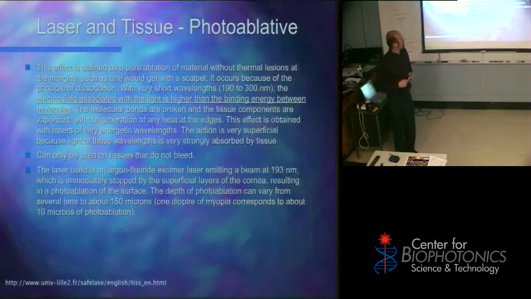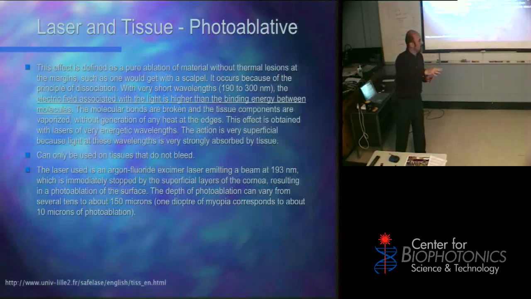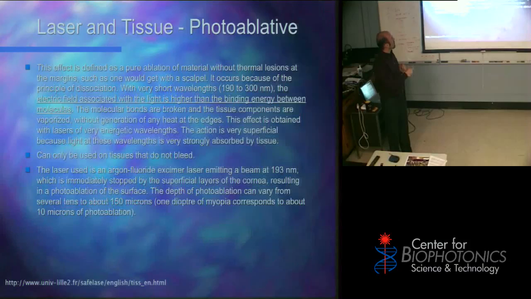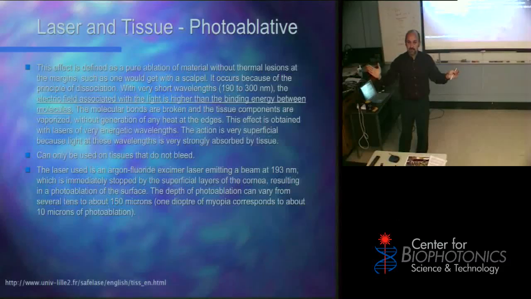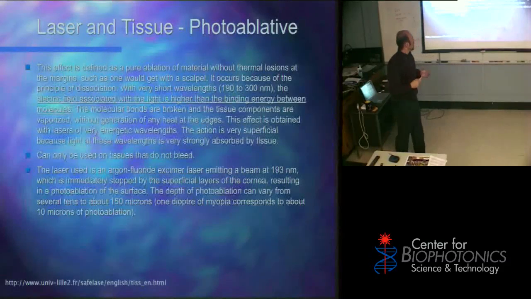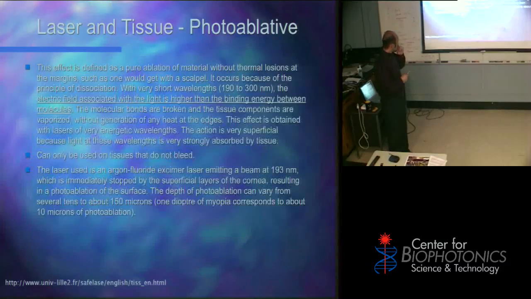And then there's photoablative. Photoablative takes advantage of the fact that if I put enough energy in there, and the electric field associated with the light is higher than the binding energy between molecules, I can make the molecules fall apart. Okay? This is that idea of ionizing radiation that we talked about on the very first day. If I have enough energy in there, I make the molecule and the atoms just basically fall apart. The electrons disappear. Okay? They go away. And so what happens is, with that, molecular bonds are broken and the components are vaporized without generation of any heat at the edges.